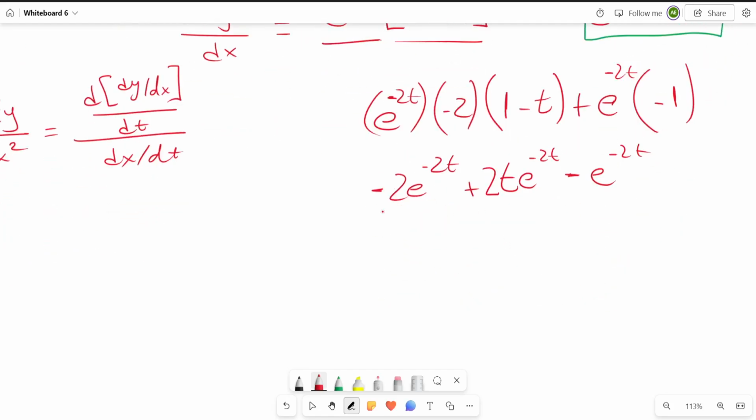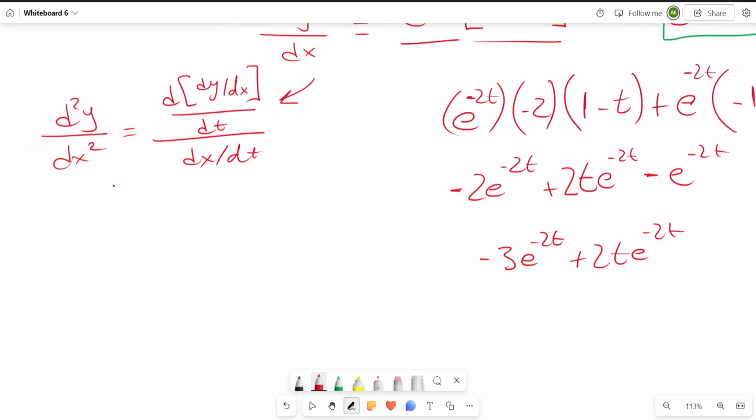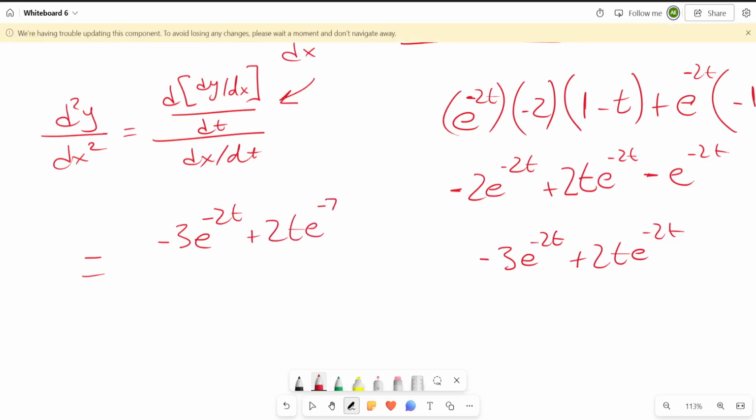So here I can see that this and this, I can add them together, is going to be minus 3 e power negative 2t, because minus 2 minus 1 is minus 3, plus 2t e power negative 2t. So this is basically the numerator part. Let's solve this by dividing the numerator over the denominator, which is going to be this expression that we just got, 2t over dx by dt.